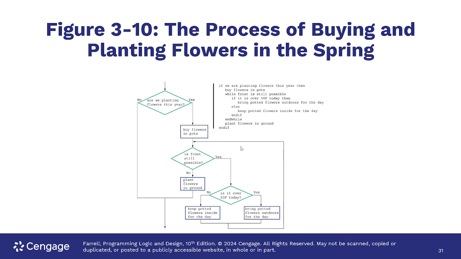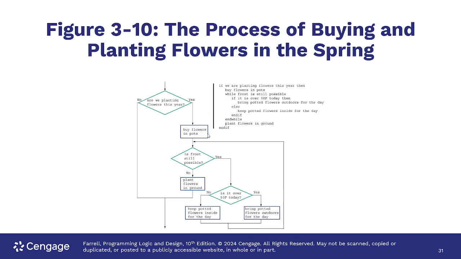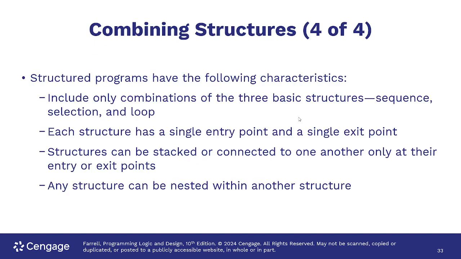Okay, so you can see how this looks here. We've taken this particular theme and we've added exact information to the flowchart. For planting flowers this year, buy flowers in pots. While frost is still possible, if it is over 50 degrees today, then bring potted flowers outdoors for the day, else keep potted flowers inside for the day. And we're going to end that if, and in that while, plant flowers in the ground, end if. So you can read through that logic. Maybe take a pause and read through it to understand it, but that illustrates this nesting of conditions.